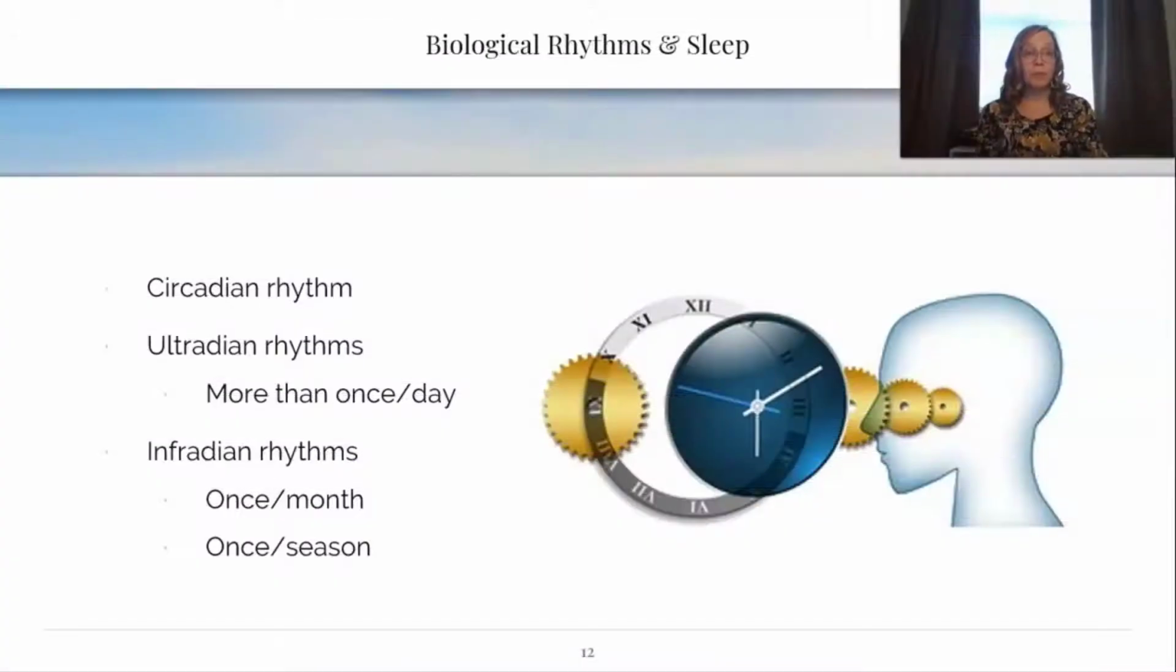Now, there are other types of rhythms that are a little bit longer or shorter than 24 hours. So an ultradian rhythm is a biological rhythm that occurs more than once a day. So it might be something like getting hungry, right? So that would be more of an ultradian rhythm in the sense that you get hungry maybe around breakfast, lunch, and dinner time. So that gets sometimes programmed in us, but a lot of that is innate as well. Infradian rhythms are a little bit longer, so those might occur once a month or even once a season. So an example of an infradian rhythm would be like a girl's menstrual cycle, which happens once a month.